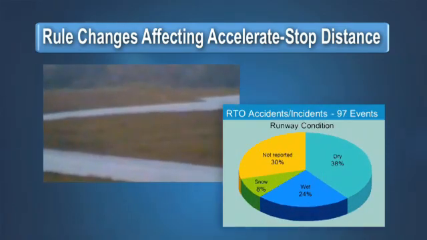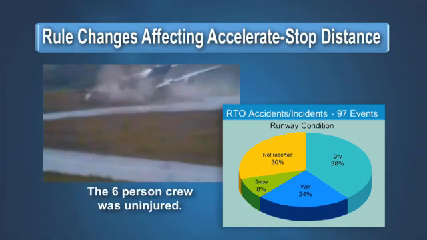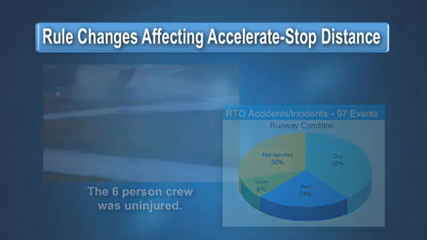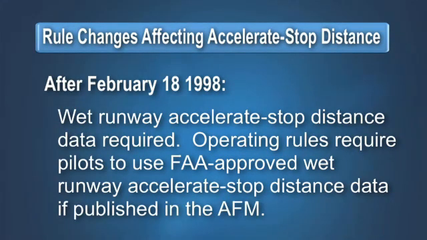In response to the disproportionate number of rejected takeoff accidents on wet runways, the certification rules were again amended in 1998. Manufacturers are now required to provide wet runway accelerate stop distance and wet runway takeoff distance data in the airplane flight manual for all newly type certificated transport airplanes, and the operating limitations and rules require the use of this data when the runway is wet.